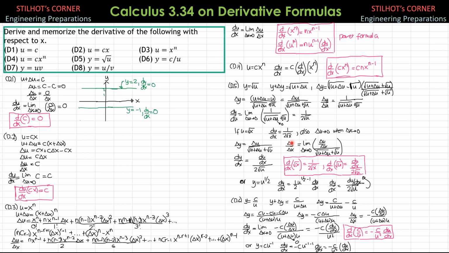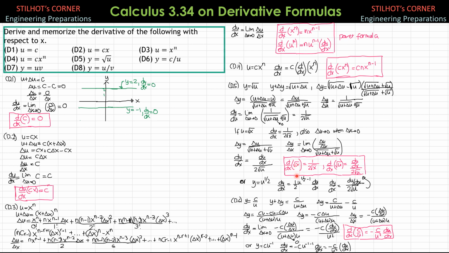So this time we divide everything by delta x. So delta y over delta x is the limit of delta u over delta x, because we divide by delta x. So this becomes delta u over delta x over square root of u plus delta u plus square root of u. As delta x approaches 0, dy dx is the limit of delta u over delta x as delta x approaches 0, which is du dx. So du dx over 2 square root of u, because delta u approaches 0 also.